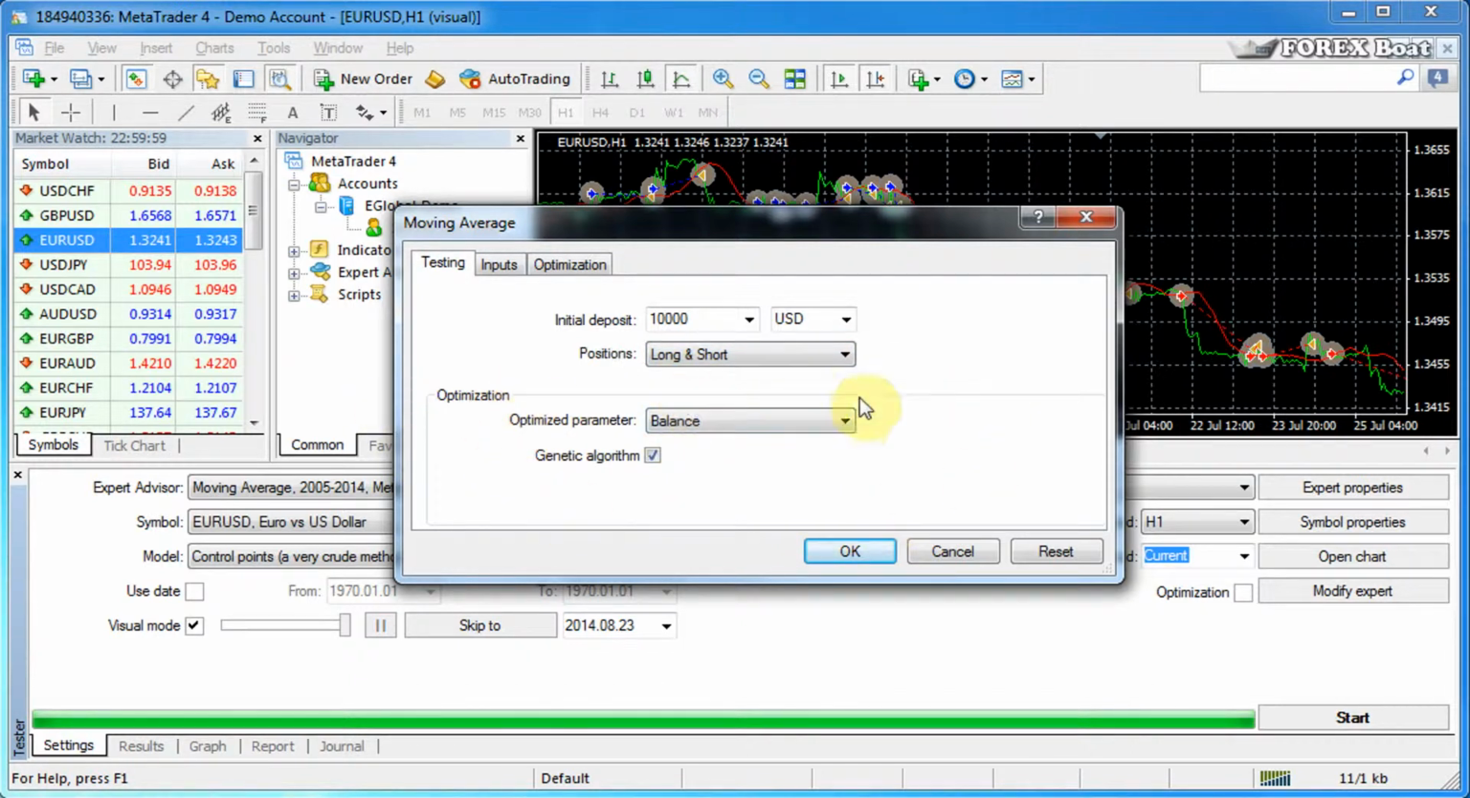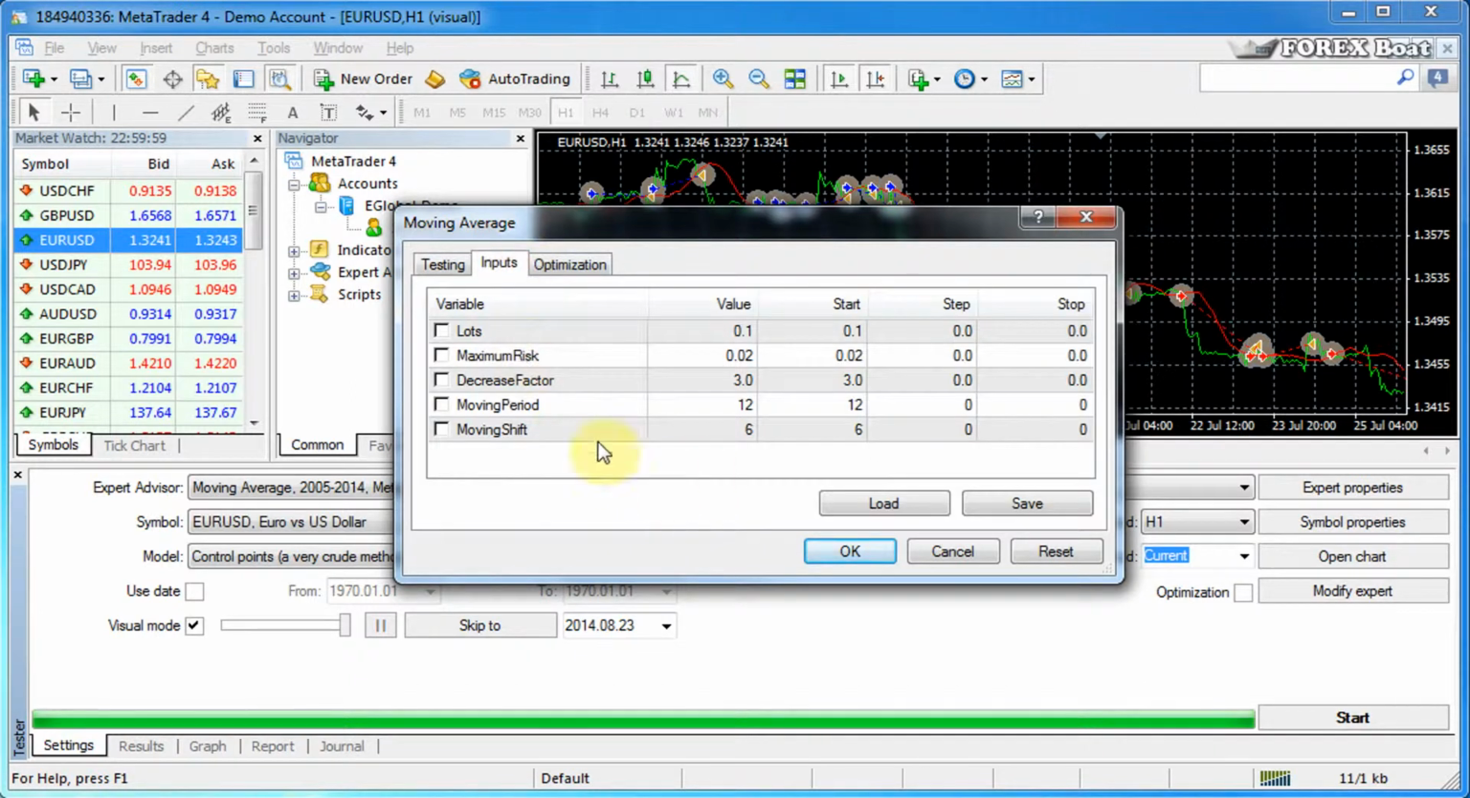Once again, we won't be talking about optimization in this tutorial, so we'll skip this section over here. And now we'll go to the inputs. The inputs is the main tab of the expert properties window. What these inputs mean is certain controls that you as a trader can change to adjust the behavior of the Forex robot that you're backtesting.